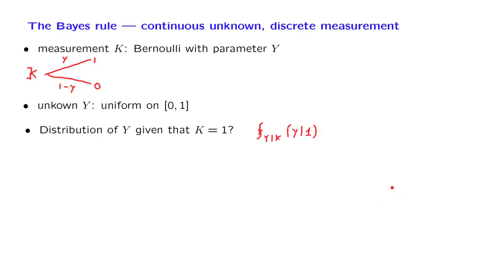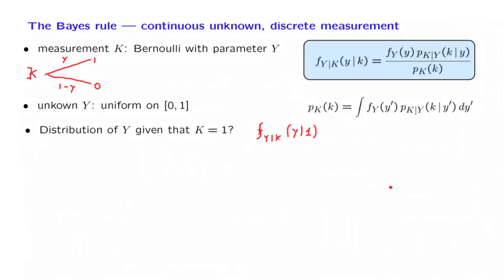The way to approach this problem is by using a version of the Bayes rule. We want to calculate this quantity for the special case where k is equal to 1. So let us calculate the various pieces on the right-hand side of this equation. The first piece is the density of y. This is the prior density before we obtain any measurement. And since the random variable is uniform, this is equal to 1 for y in the unit interval. And of course, it is 0 otherwise.